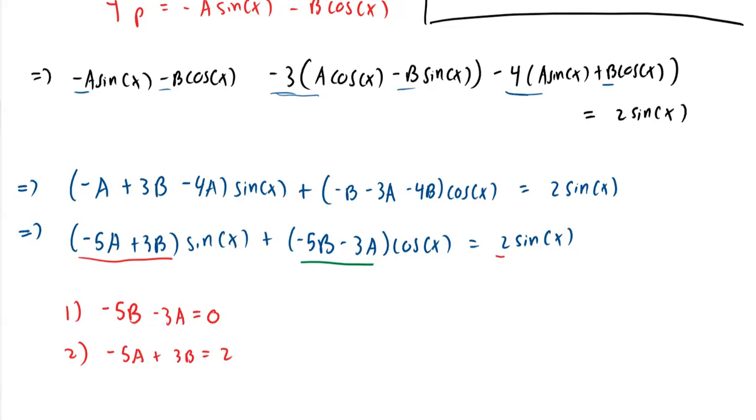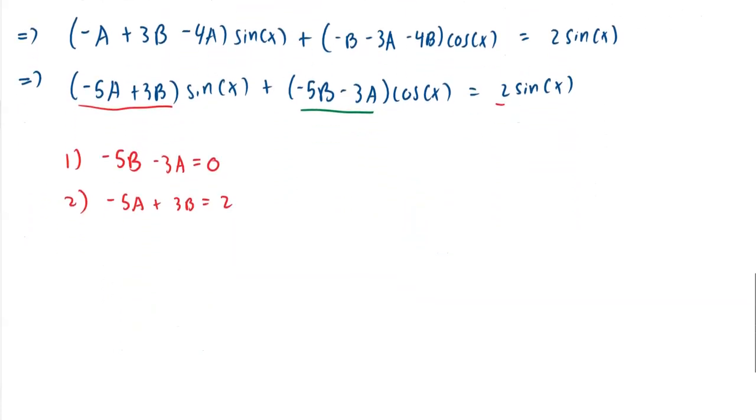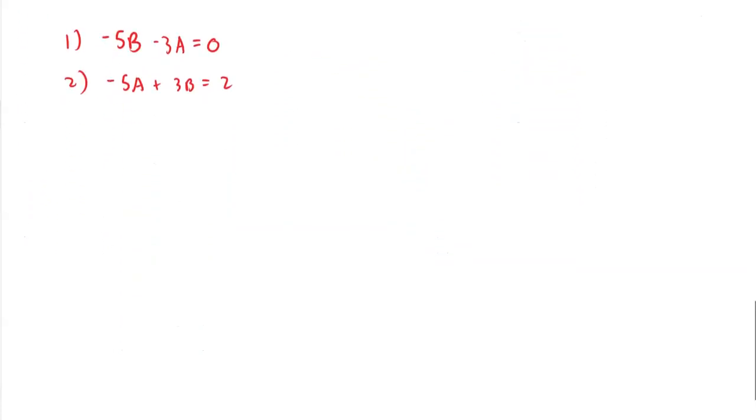And again, this would make this equation true because it would make the cosine term go away, and it would make the coefficient of sine on the left-hand side match the coefficient of sine on the right-hand side. So two equations, two unknowns. Let's go ahead and solve.